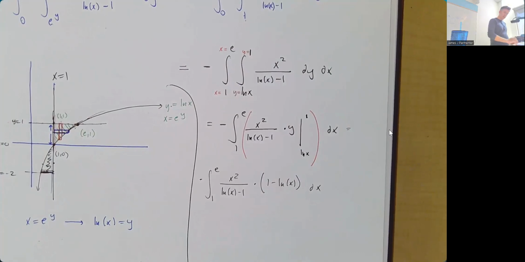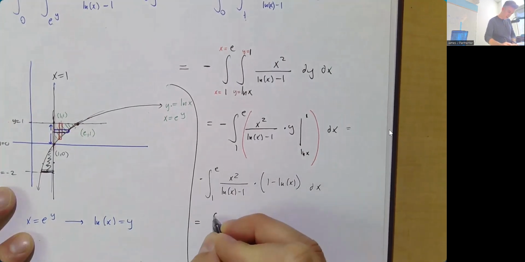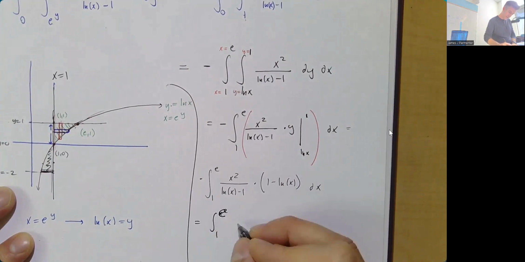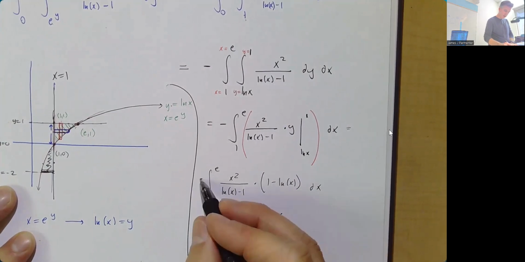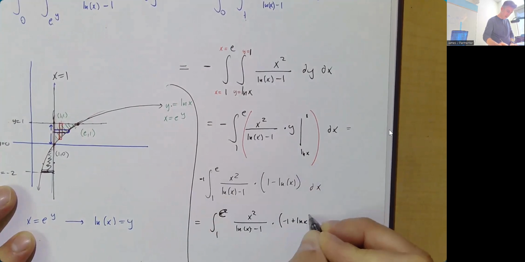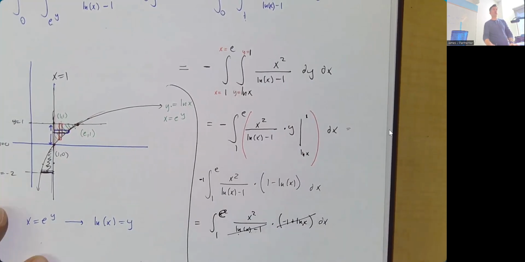Or you could actually distribute this negative 1 to that term over there and say that you have negative 1 times 1 is a negative 1, from 1 to e with x squared over natural log of x minus 1. And then this is going to become negative 1 times 1, negative 1 times negative natural log of x. And the negative 1 plus natural log of x there and the natural log of x minus 1 there do actually cancel out. Just super convenient. Otherwise, we couldn't really do this.